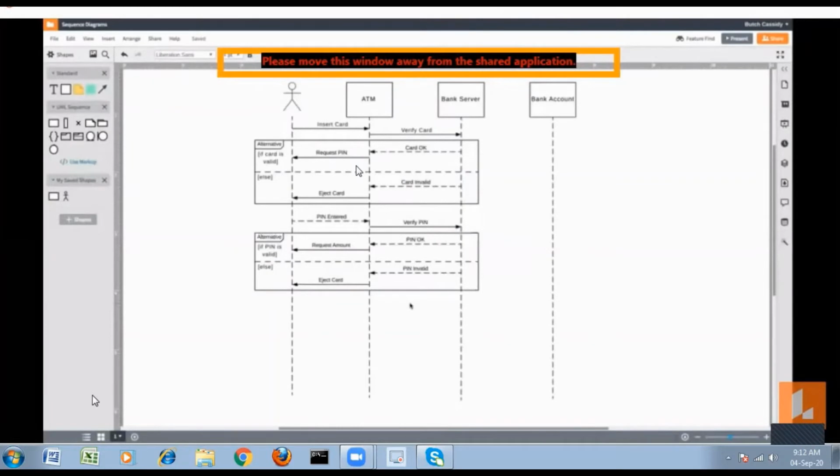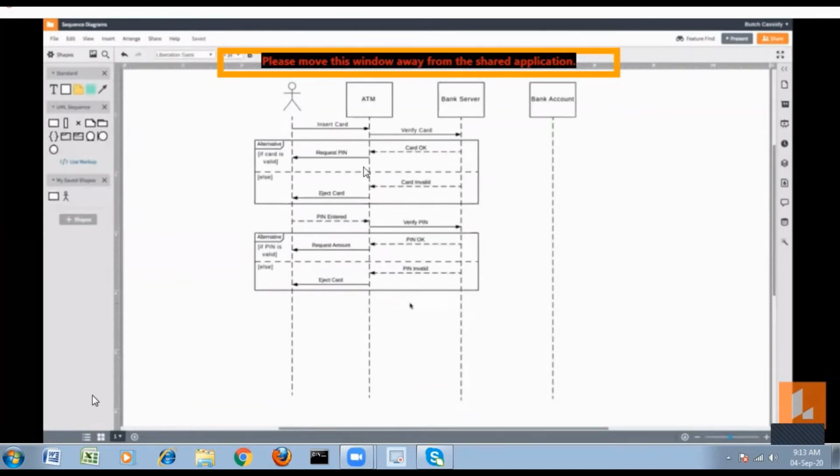Now the user has requested the verification and the ATM has requested back for the pin. Okay, let's move on. Now the user is entering the pin, right? It is a reply message to this request, that's why it's shown in dotted lines. The ATM has requested a pin here, and the actor has given a response to this particular request.